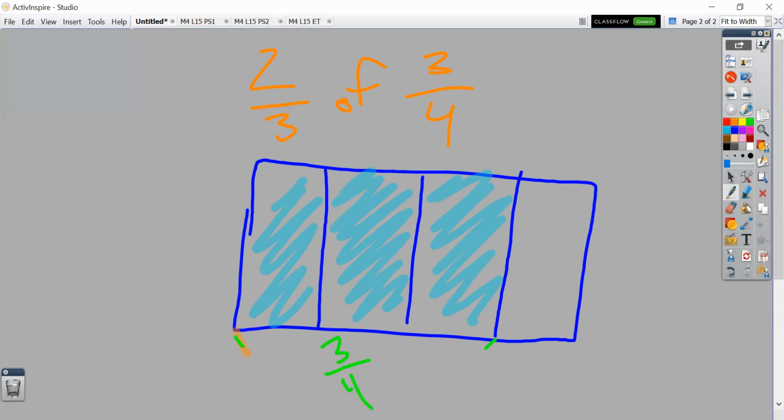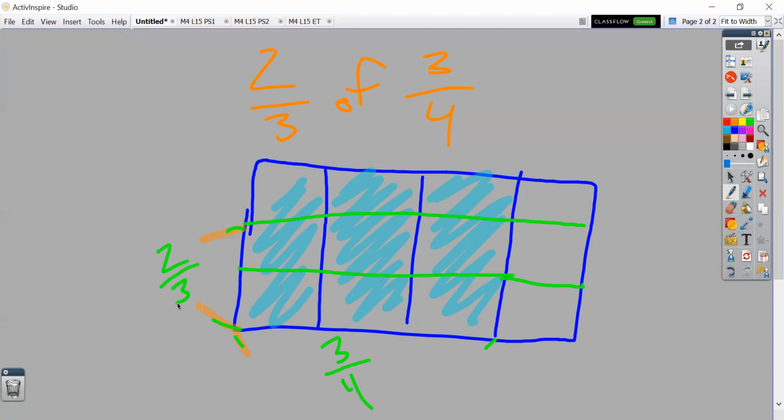Now we're trying to find 2/3 of this section. We're looking for 2/3 of this section. So we're going to cut the whole model into thirds, and I'm looking for 2/3 of that. So I'm going to think only of my green lines right now, and I'm looking for 2/3 of that. Well, that would be these two sections of the three parts, right? And again, I had my highlighter, but that's 2/3.